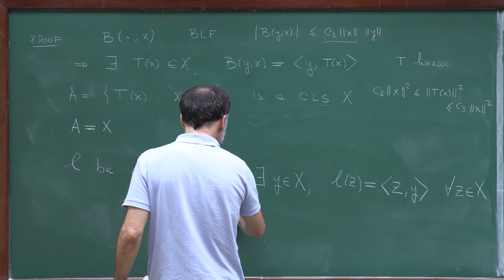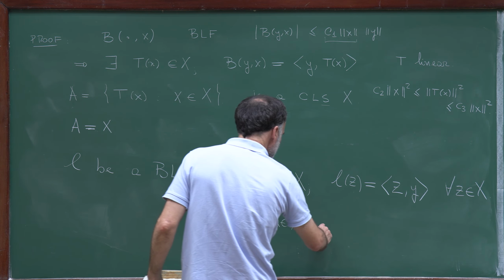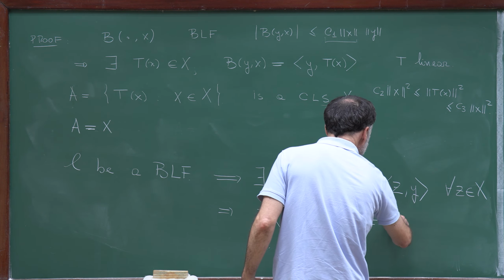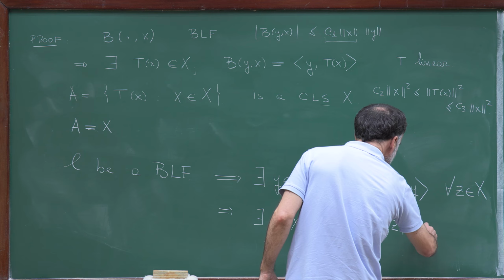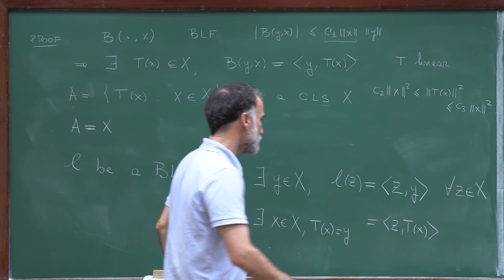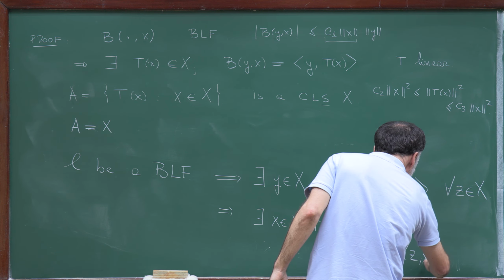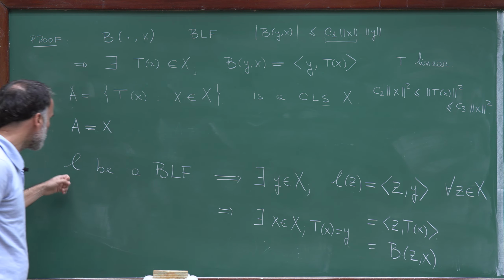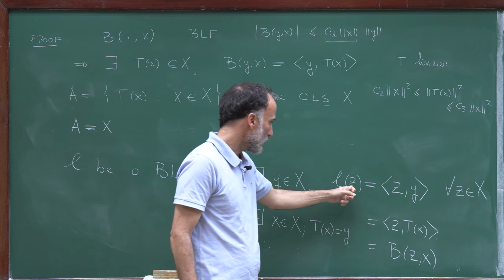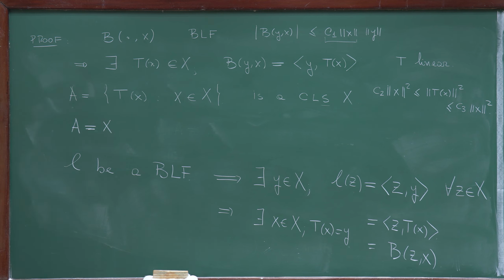So there exists, by this result, x in X such that T of x is equal to y. This means that L of Z is equal to Z, Tx. And by definition of T, this is equal to B of Zx. So we just proved that whatever bounded linear functional L, we can find an x in X such that L of Z is equal to B of Zx for all Z in X, and that completes this lecture.